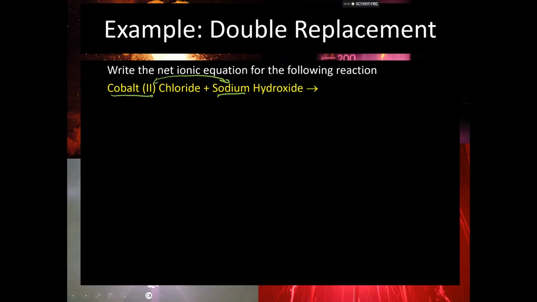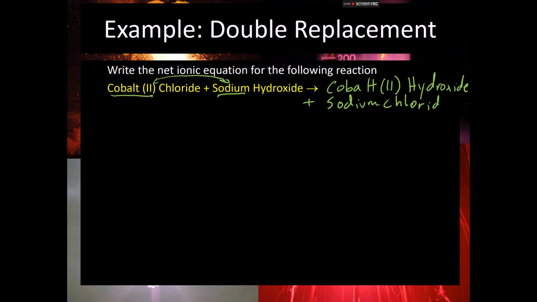And we're going to end up with, in our products, cobalt 2 hydroxide plus sodium chloride. So when we do this for the formula equation, we're just going to translate this into a formula equation and write the states of matter.